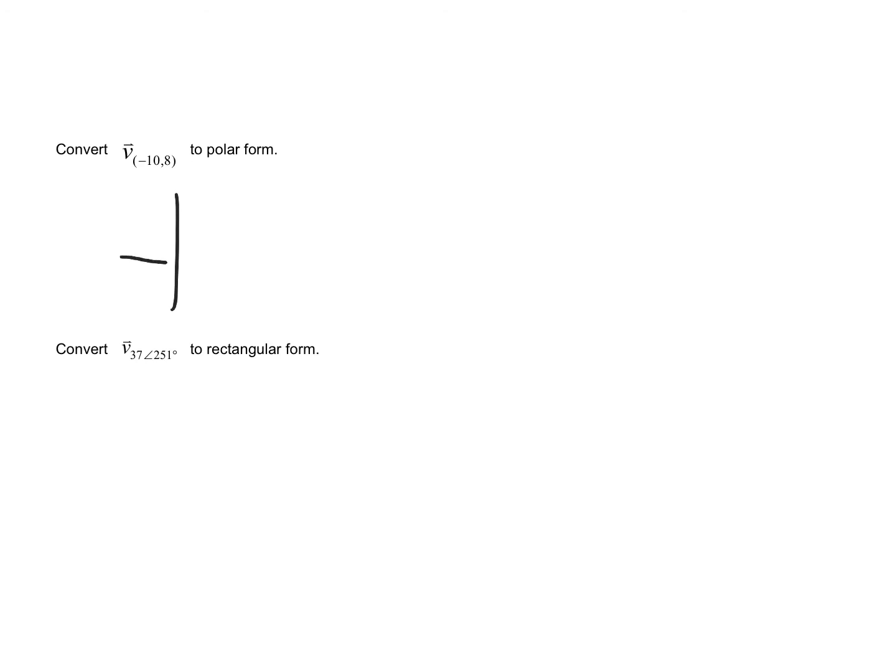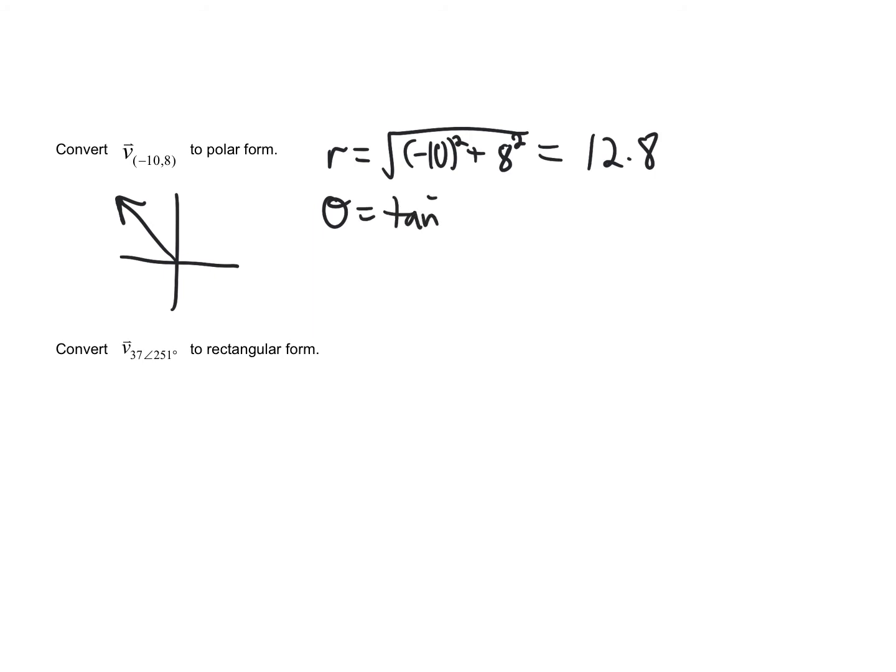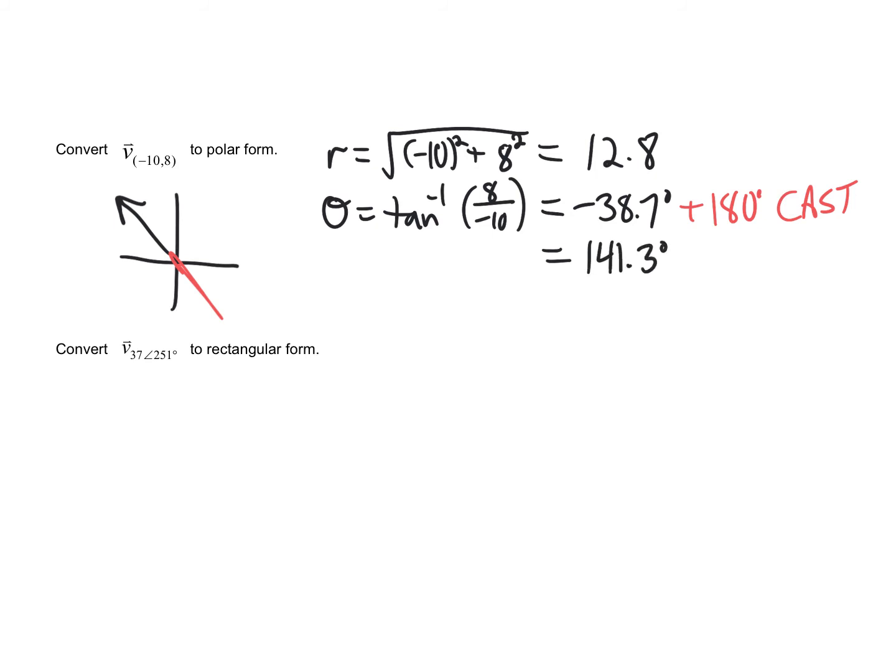So here we have a vector, which is negative 10, 8, so somewhere over here. We can find the length, or the radius, just using Pythagorean theorem, which in this case is 12.8. We can find the angle using tan inverse. 8 over negative 10 gives us negative 38.7 degrees. But again, this one ended up over here, so we have to correct it by adding 180 for CAST rule. So we get an angle of 141.3 degrees. Now, you're not always going to have to add 180, but it happens enough, so you should always draw it out. That's why I always draw these sketches, to make sure I know to use the CAST rule in the appropriate spots. So here our vector is 12.8 at an angle of 141.3 degrees.